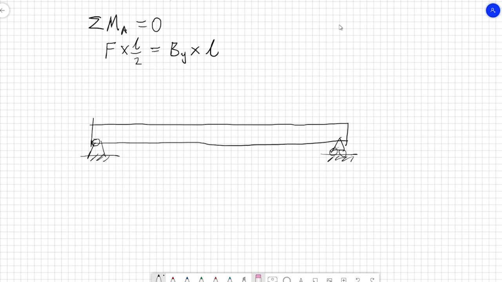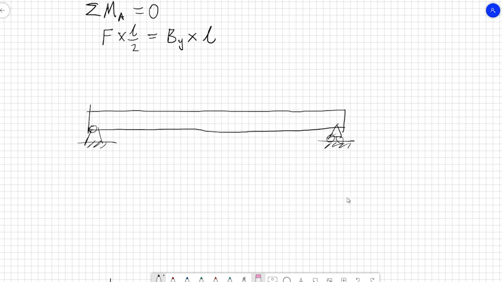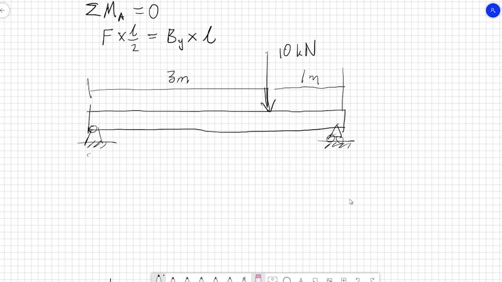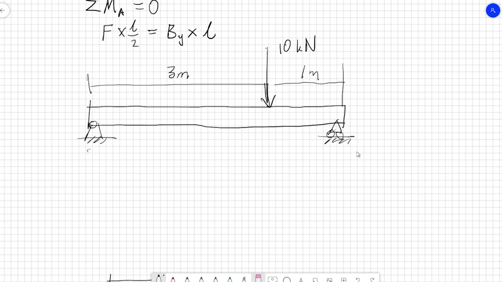Now things get slightly trickier if we have a very similar beam, but the force acts not through the center. Let's say it's acting through here. Let's say there's a force of 10 kilonewtons, and then let's say the beam is 3 meters this way, and 1 meter. It's a very short bridge. So this is what we have here.